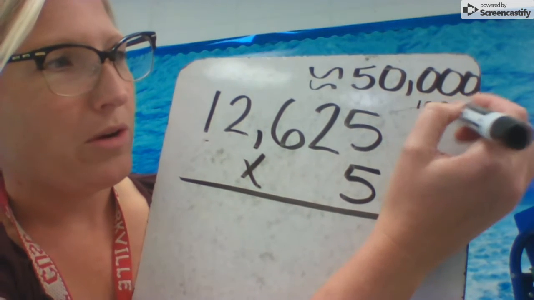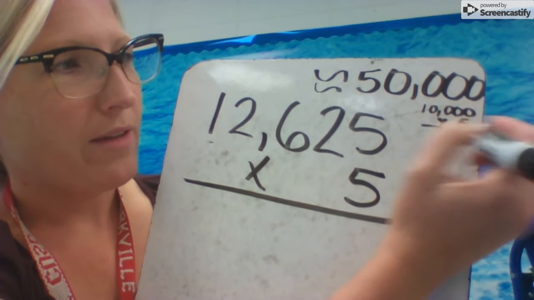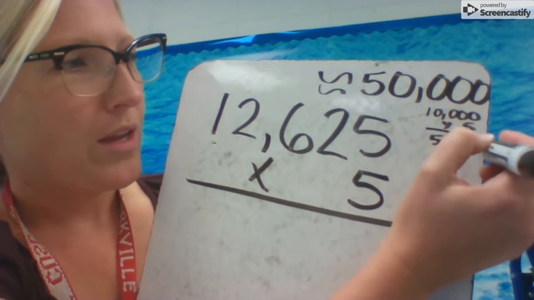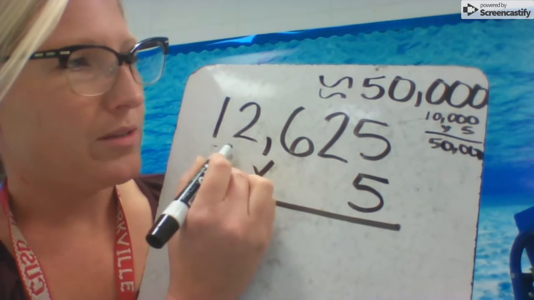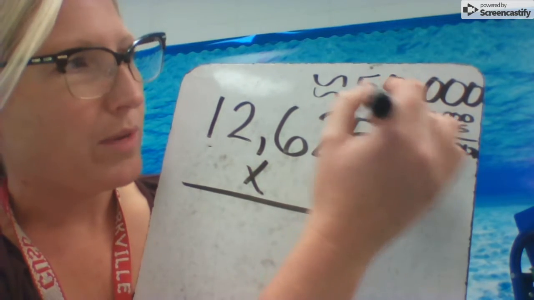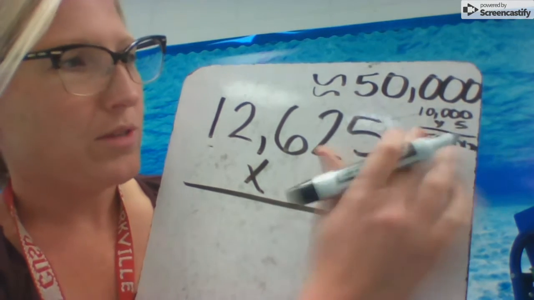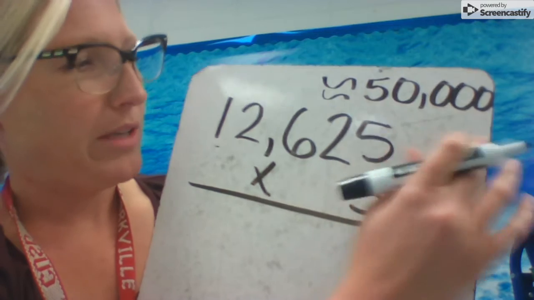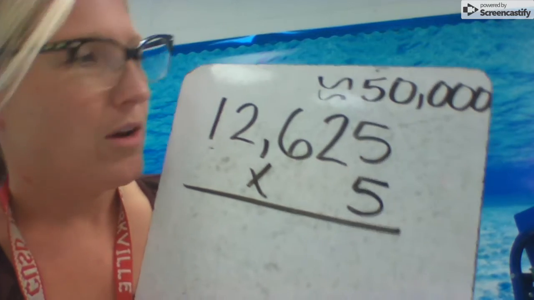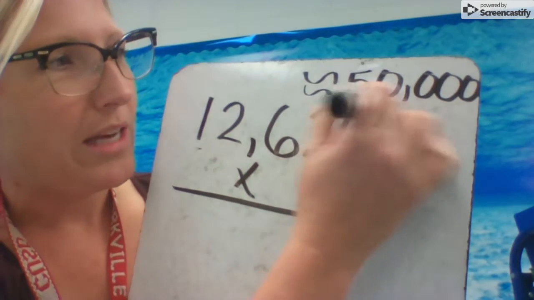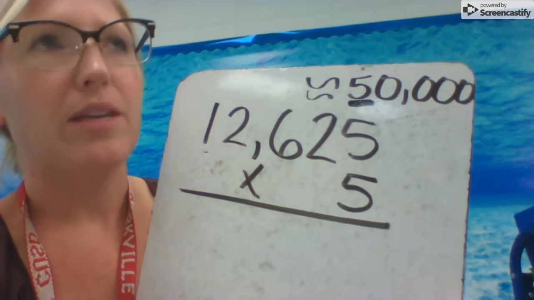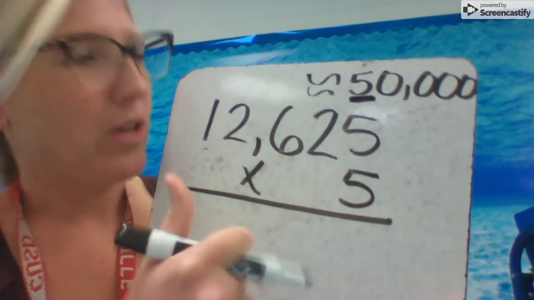So I thought about it as 10,000 times 5 equaling 50,000, but I see that 12 here is more. So I know it's going to be a little bit more than 50,000, possibly up to 60 or more thousand. But as long as I'm into the 10,000s place for my answer, I'm probably looking good.